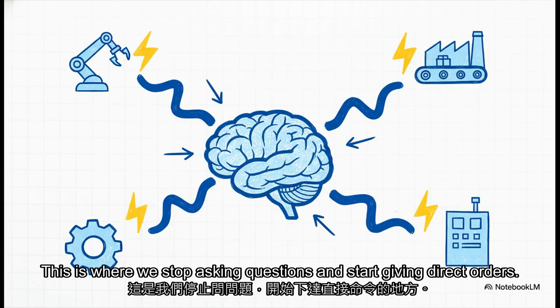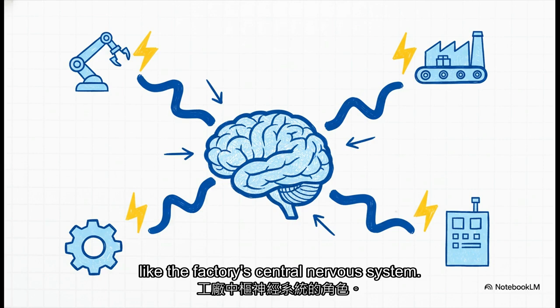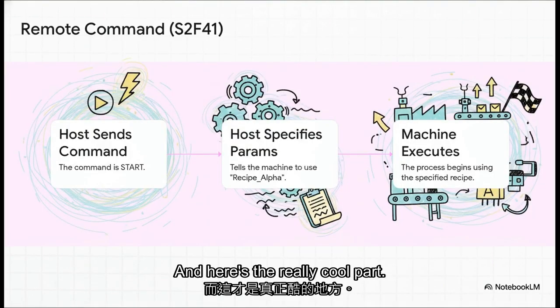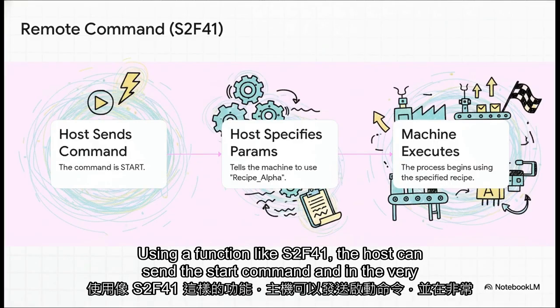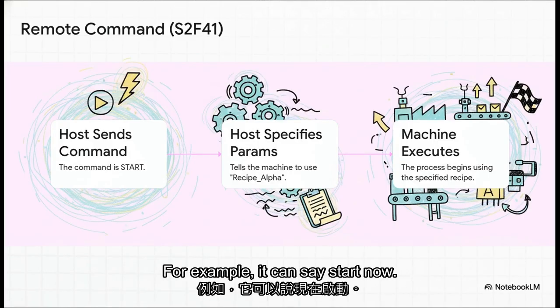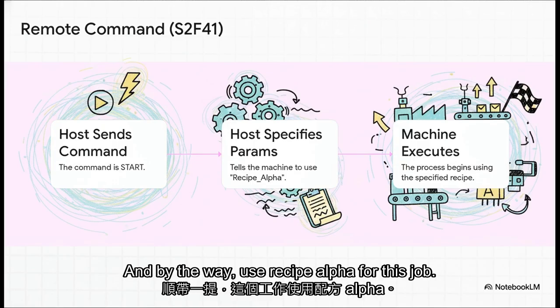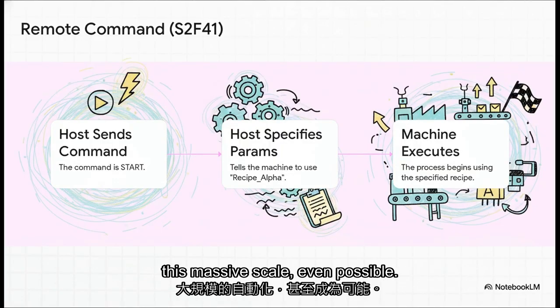This is where we stop asking questions and start giving direct orders. This is the equipment control part of the conversation, where the host really acts like the factory's central nervous system. And here's the really cool part. It's not just a dumb start or stop command. Using a function like S2F41, the host can send the start command and, in the very same message, tell it how to start. For example, it can say, start now, and by the way, use recipe alpha for this job. That level of precise remote control is what makes automation on this massive scale even possible.